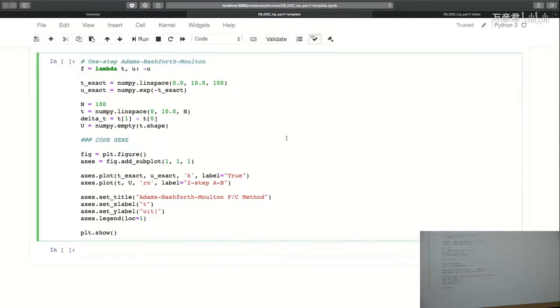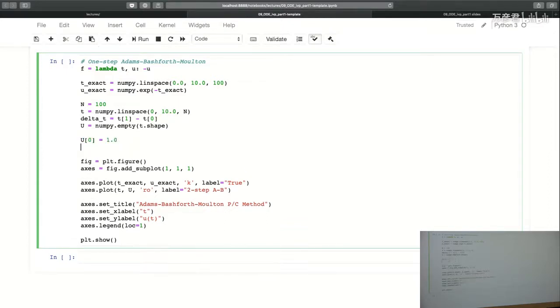So let's code this up real quick. So we're going to have U0 be initialized, and then we're going to have our loop.